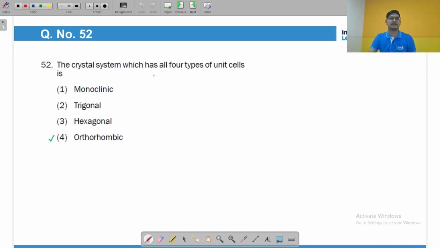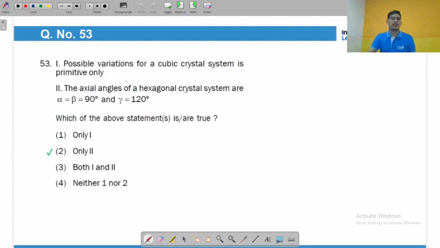Next question, the crystal system which has all four types of unit cells is orthorhombic. You should remember the types of possible variations in all 7 crystal systems. Possible variation for a cubic crystal is primitive, face-centered, and body-centered. Okay. The axial angles of hexagonal crystal systems are these. Yes, this is correct, but this one is not. So the above statement is true. Which one of them is true? Yeah, only second. That is the correct answer.